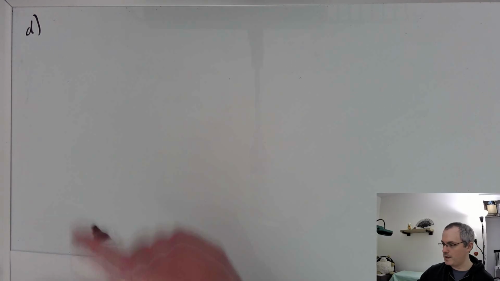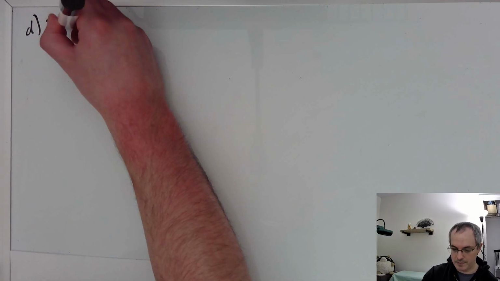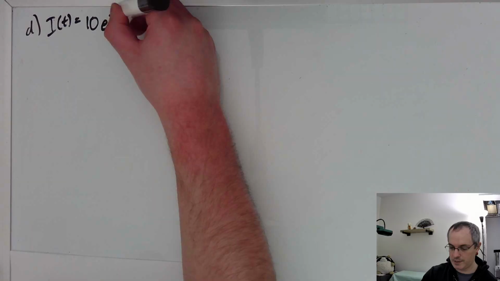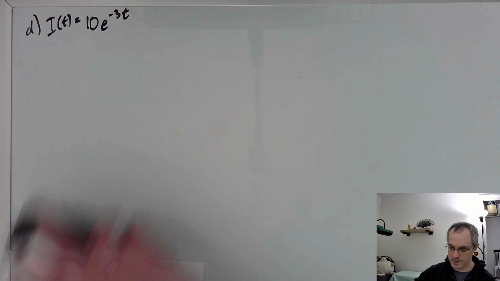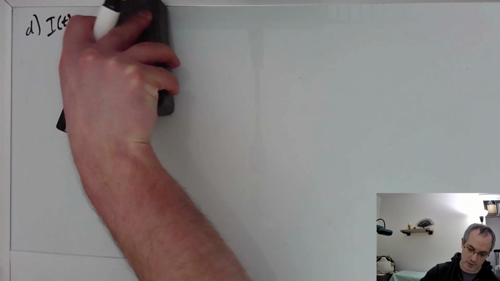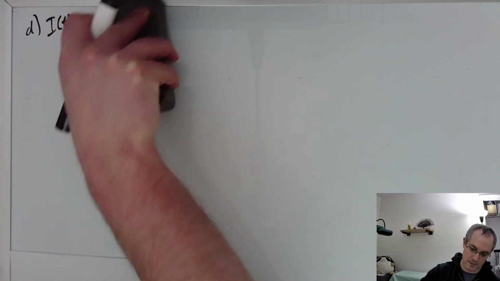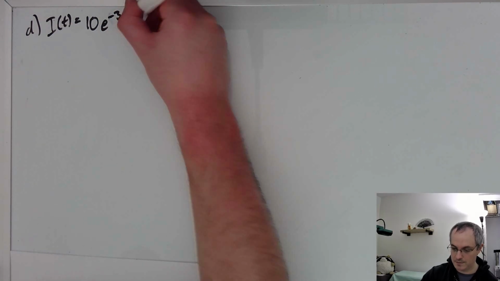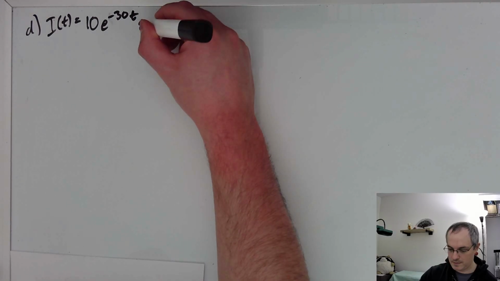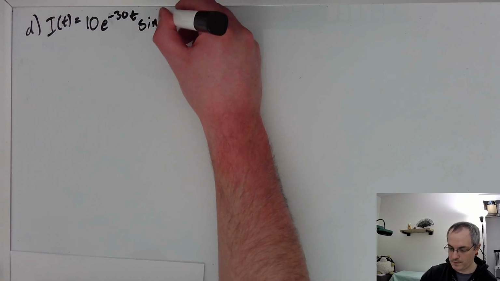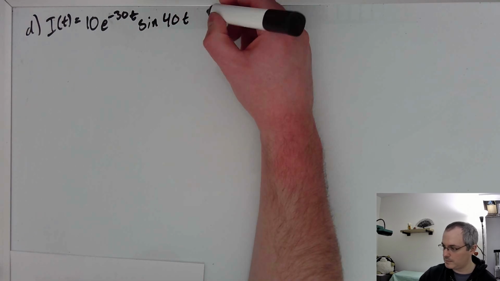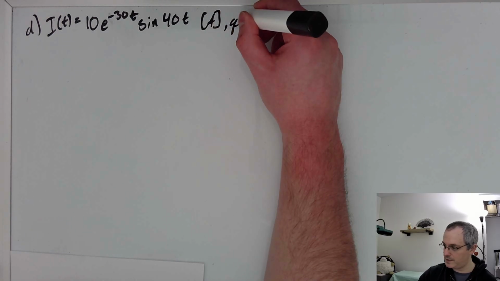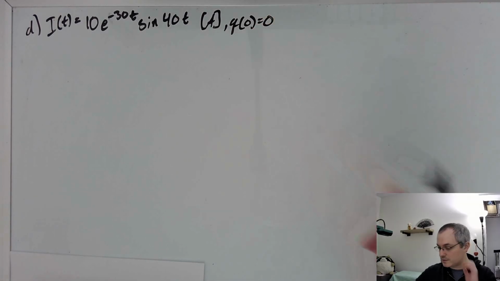Part D. I is equal to 10, oh boy, minus 3t, 30t. I'll shortchange do a whole bunch of t's. Sorry about that. Minus 30t sine of 40t. Okay. And then I guess they felt like they gave you enough to do, so they made the initial charge 0.